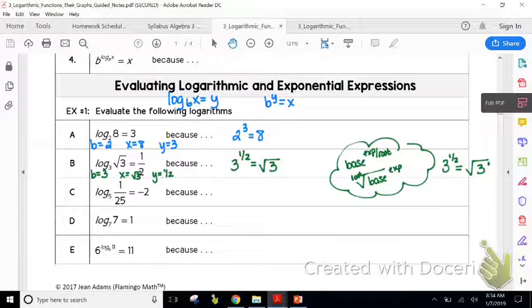All right. Letter C there. Still in log form. So what is my base? 5. What is my x? The 1 over 25. Equals the y. What is the y?